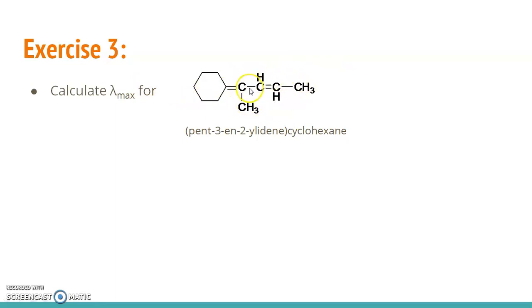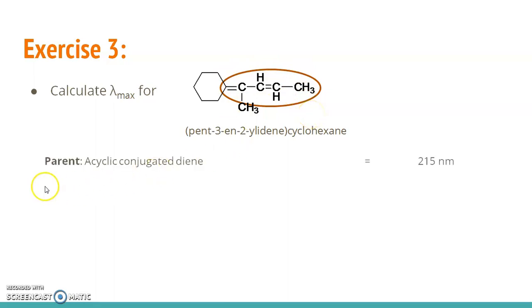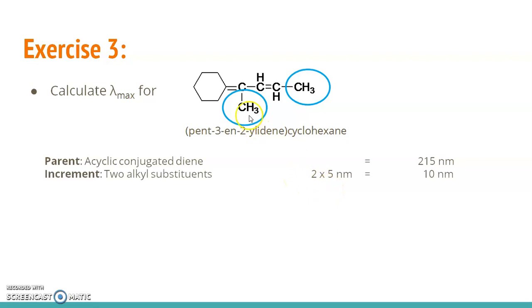Looking at this structure, it looks like the parent value should be framed on this particular part of the molecule, and since it is an acyclic conjugated diene, I will assign the value for this acyclic conjugated diene as 215 nanometer. After this, as I mentioned, we need to add certain increments for these two methyl groups, which are the alkyl substituents. So we have two alkyl substituents, so 2 times 5 is 10 nanometer.